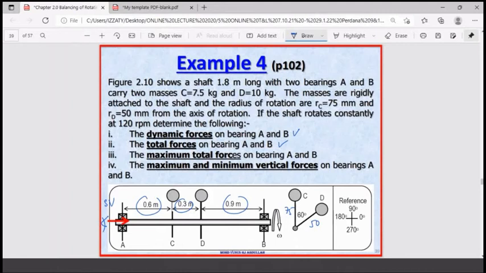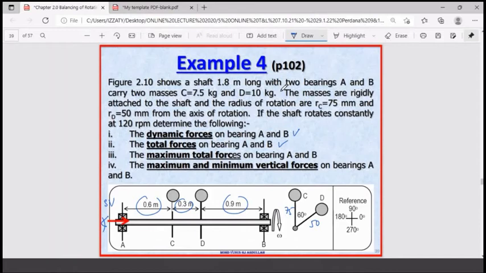The dynamic force on bearings A and B. The total force is also dynamic force. Determine the maximum total force on bearings A and B, and the maximum and minimum vertical forces on bearings A and B. I already explained the force on the bearing: it is basically in the opposite direction to the force on the shaft.